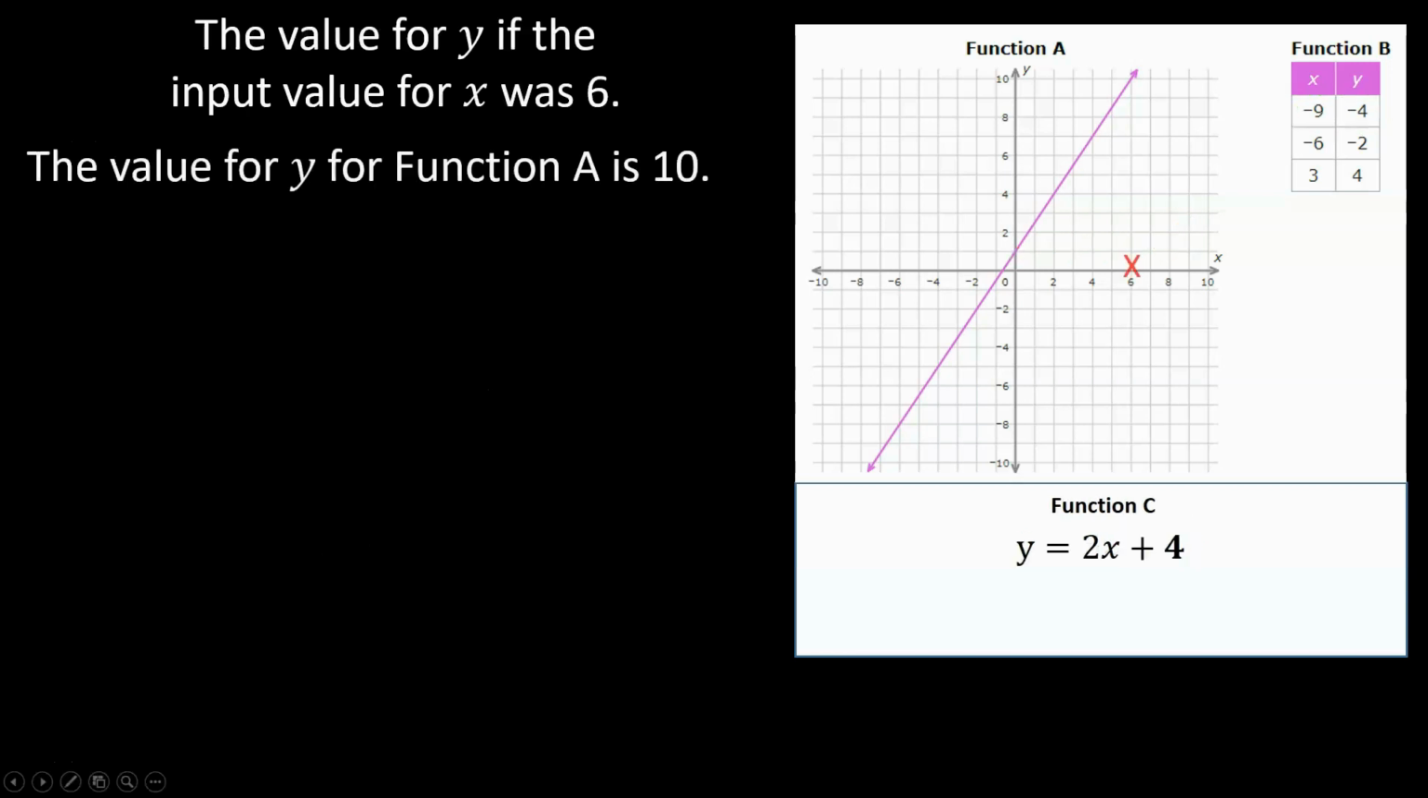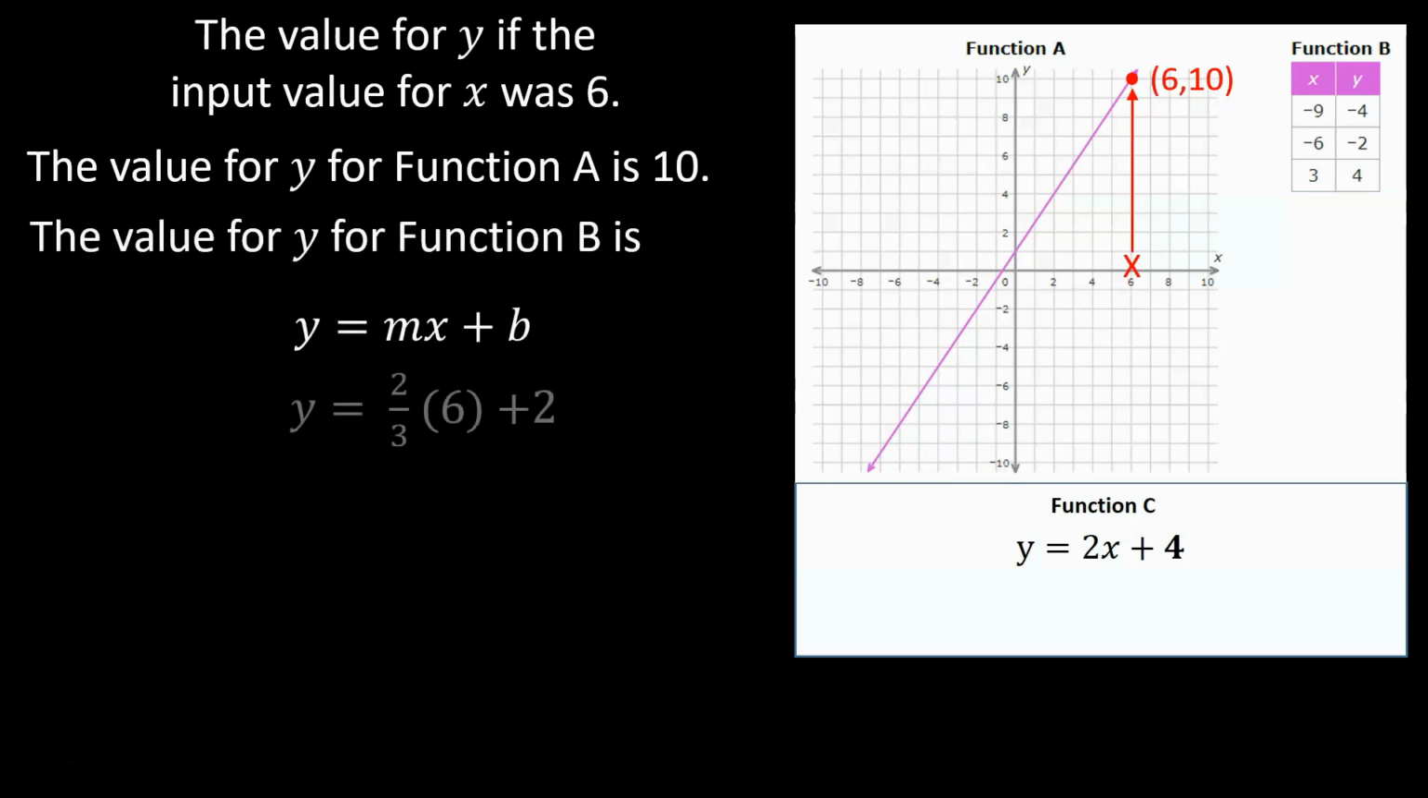The value for y, if the input value was 6, the value for y for function a is 10. We go to 6 on the x-axis, draw a line up looking to where that would intersect with the line for the function, and that provides us with the solution, which is coordinate point 6, 10, which tells us that for the input 6, the output is 10.